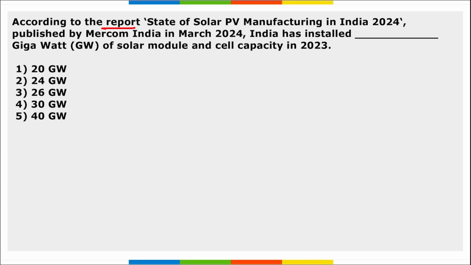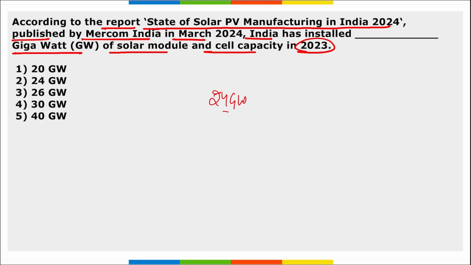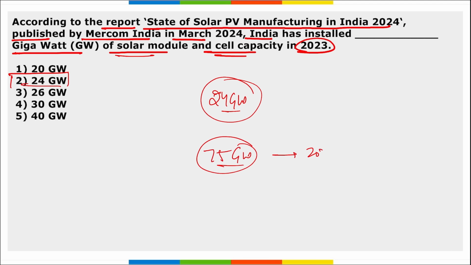Next, according to the report State of Solar Photovoltaic Manufacturing in India 2024 published by Mercom India in March, India has installed 24 gigawatt of solar module and cell capacity in 2023. Take a note of this. And remember, the target of India is to achieve 75 gigawatt by the year 2026.